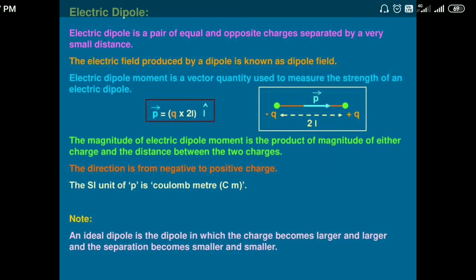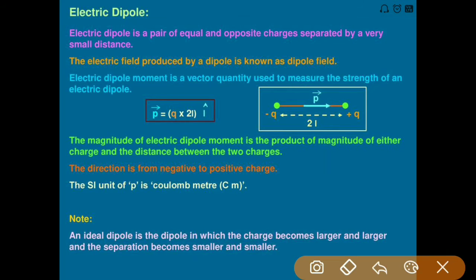So electric dipole is a kind of system where two equal and opposite charges are placed with a very small distance. You can see here the plus q and the minus q, two charges are separated by a distance 2l, but here the condition is 2l should be very small. So this arrangement is called an electric dipole.